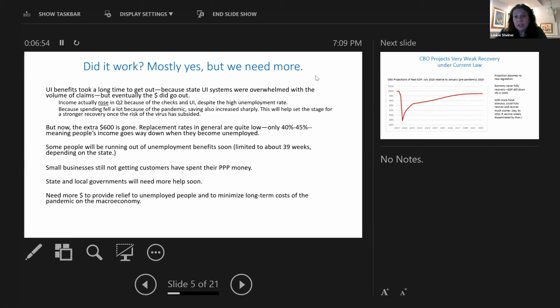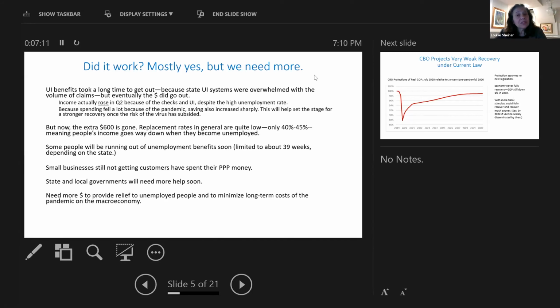Now, spending fell a lot in the second quarter because people weren't spending money because they were staying home. And so saving also increased sharply. So that means that household balance sheets are in pretty decent shape right now. And once it's safe to spend, a lot of households will have the wherewithal to spend.